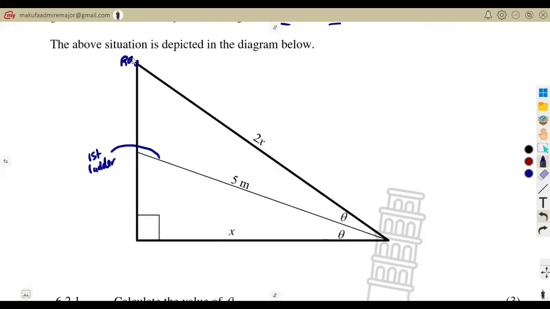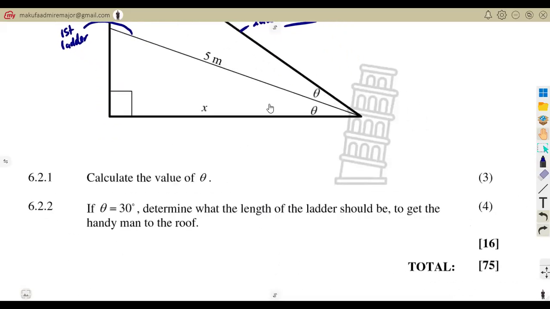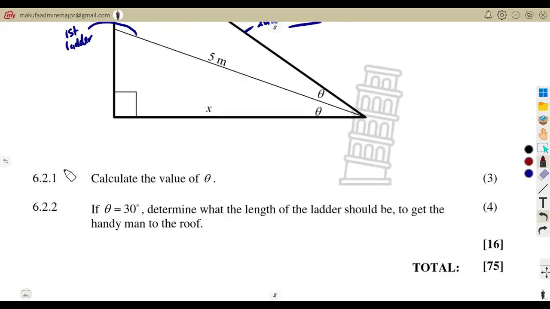Because this one managed to reach what? The roof. So this one, it was not reaching the roof. It was reaching part of the wall. Then we need the second ladder now. This second ladder is the one that managed to reach the roof. All right? So you need to understand this. The above situation is depicted in this diagram below. Calculate the value of theta from there.